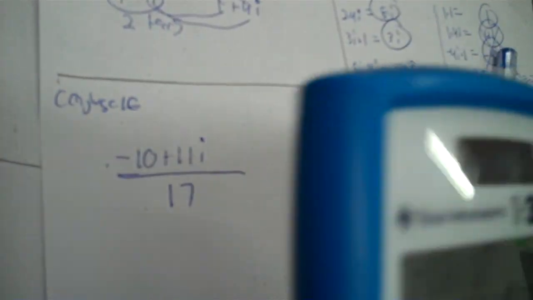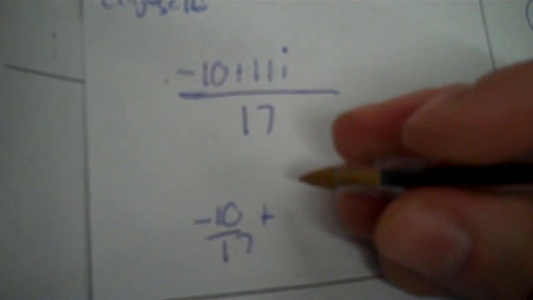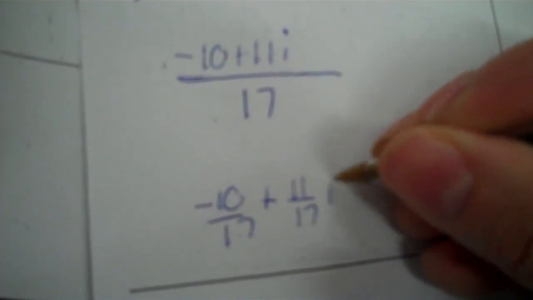So negative 10 divided by 17. Nope, can't simplify that. Negative 10/17. 11i divided by 17. You divide the 11 by 17. Can't simplify. So it's going to be 11/17 i. Okay.